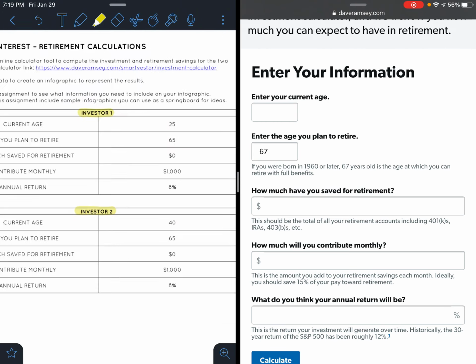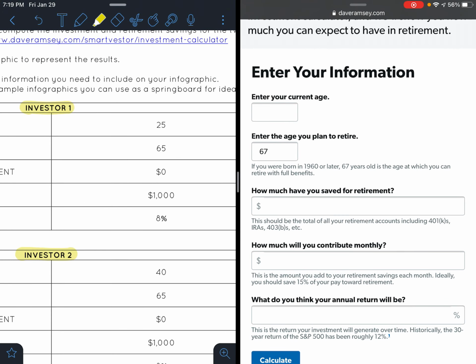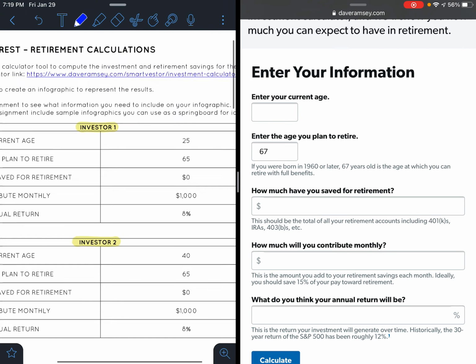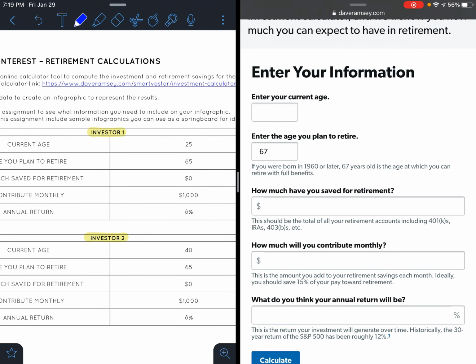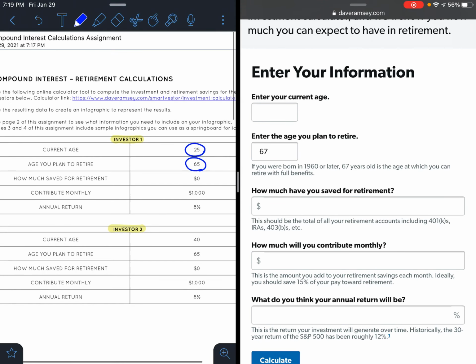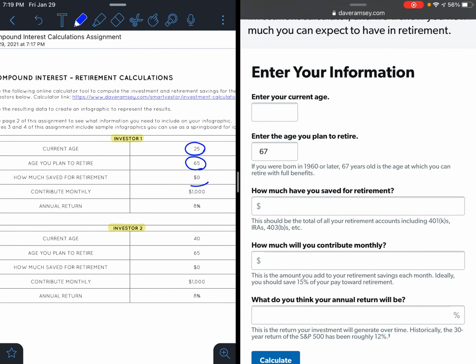So I'm going to look at Investor 1 first, and I'm going to type in for each box. For the current age, I'm going to use 25 years old. The age I plan to retire, I'm going to change to 65. If you look at the right side of my screen, you can see that there's a 67 in there, so I'm going to be changing that. For the box that says how much have you saved for retirement, I'm going to use $0. For the next box, I'm going to be contributing $1,000 monthly.